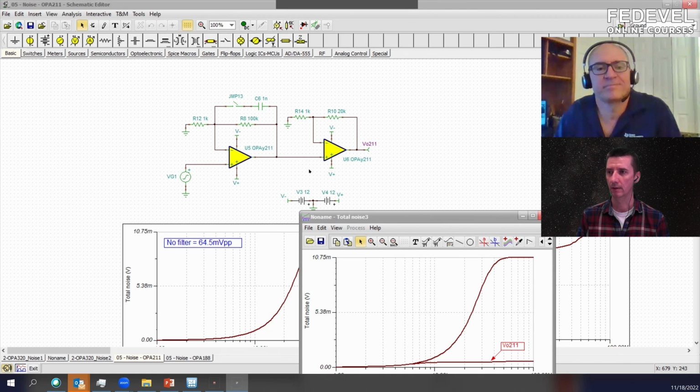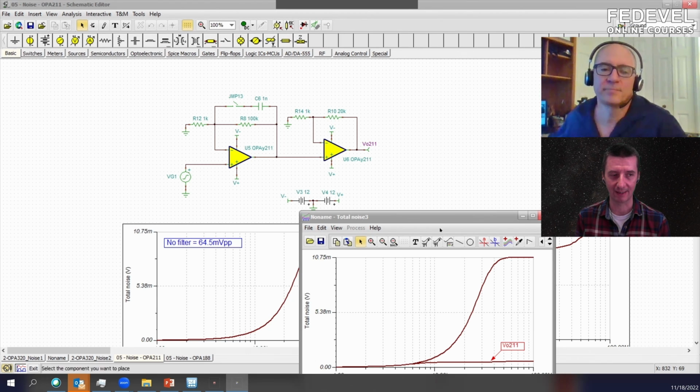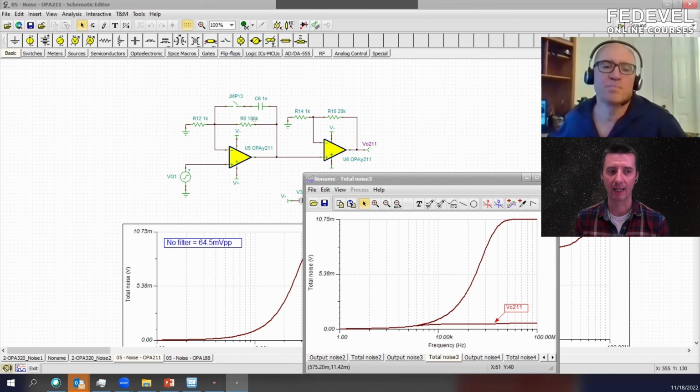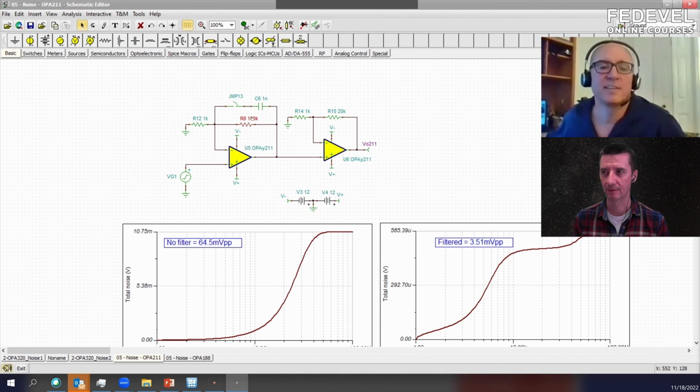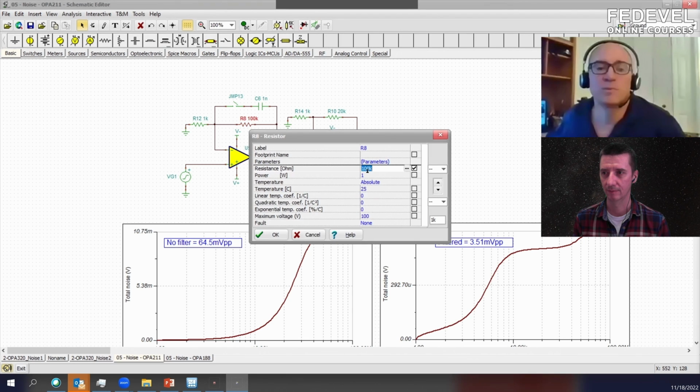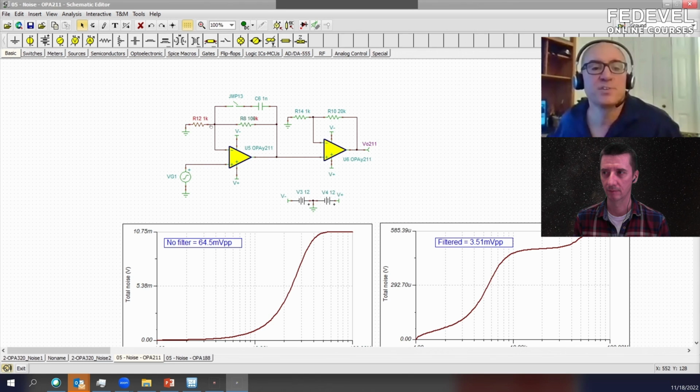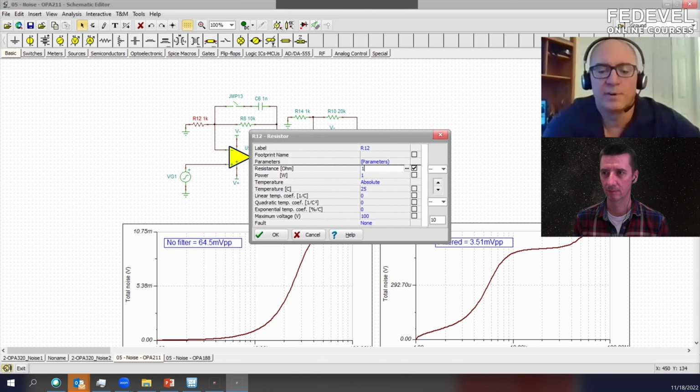Okay, and you said the noise also depends on the size of the resistors, for example, like the physical size of the component? No, the resistance magnitude. Okay. So for example, I can make the same circuit, and I can change this to 10K and change this to 100 ohms.